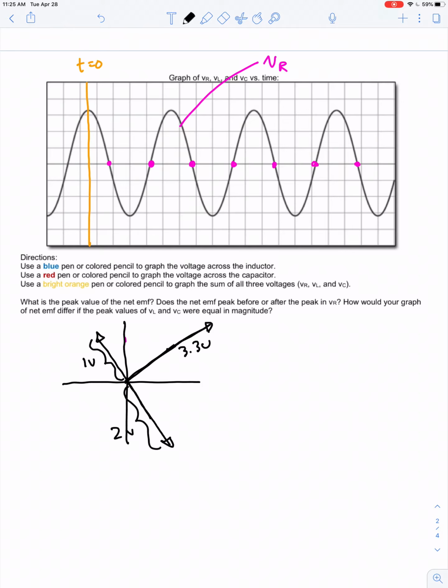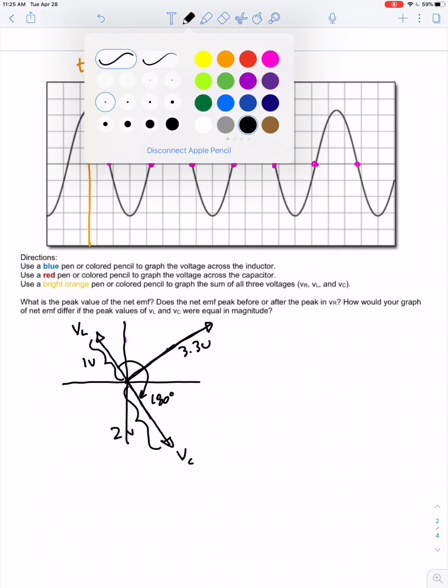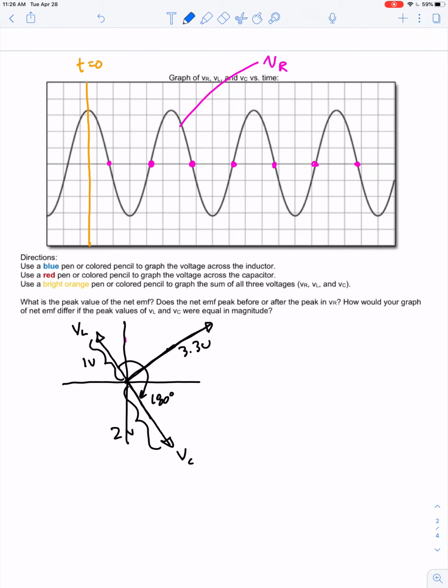The phase relationship between the voltage across the inductor and the voltage across the capacitor is a full 180 degrees out of phase, half a cycle. So when one is max, the other is min, and vice versa, but they both have their zeros at the same moment in time. In blue, here comes our graph for the voltage across the inductor. It always leads the current by 90 degrees. So this 0 for the voltage across the resistor is when the voltage across the inductor is maximum.